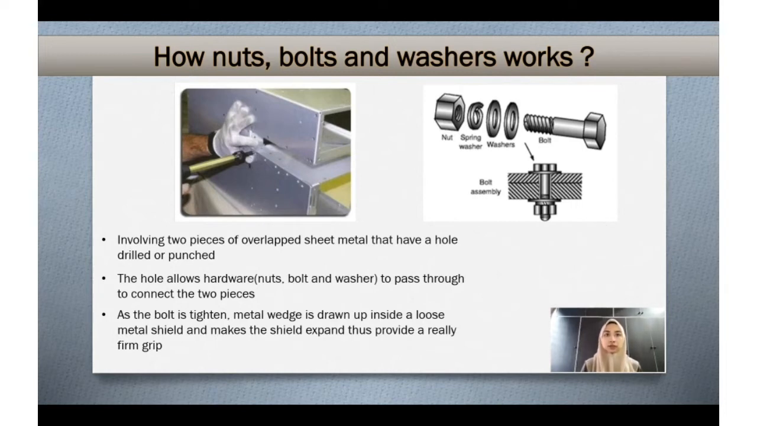As the bolt is tightened, a metal wedge is thrown up inside a loose metal shield and makes the shield expand, thus providing a really firm grip between the metals.